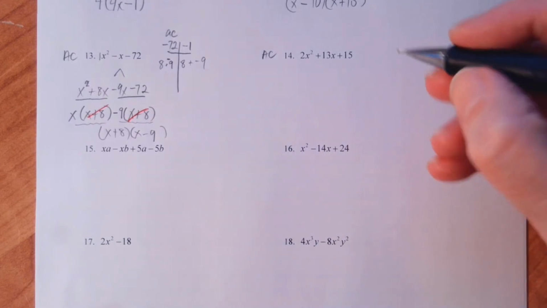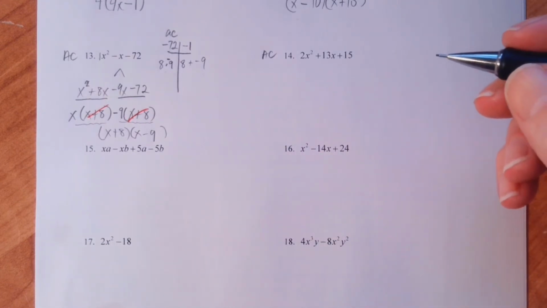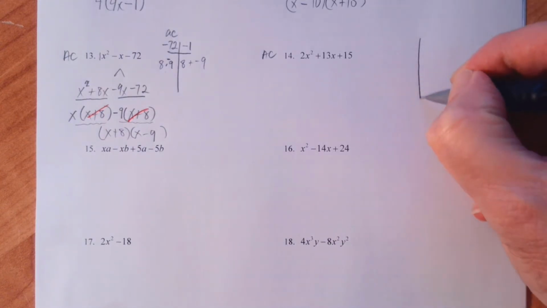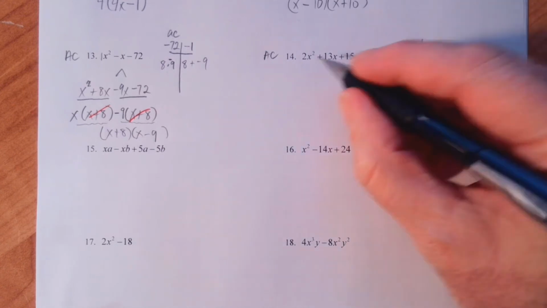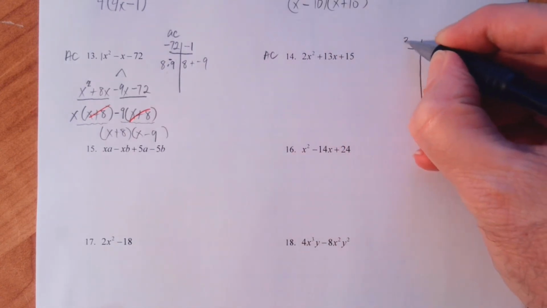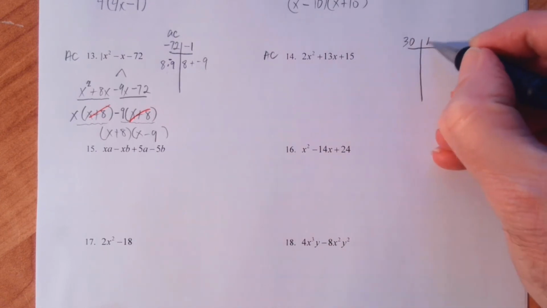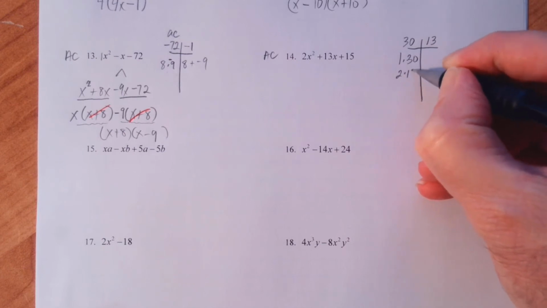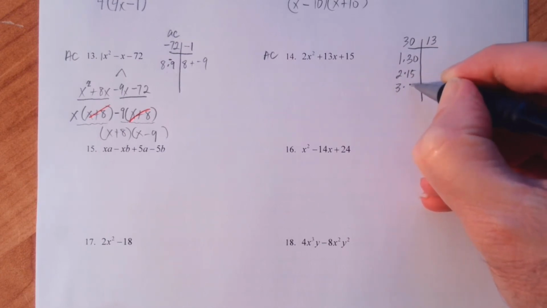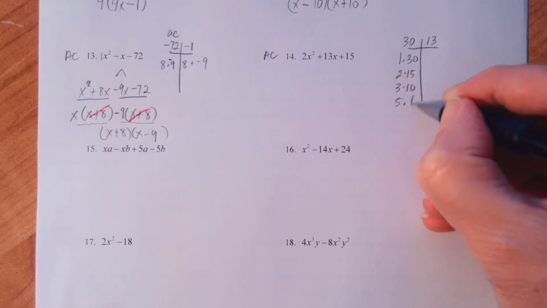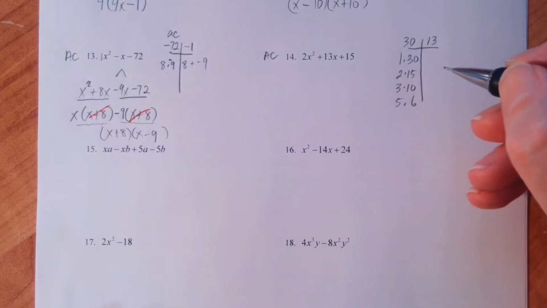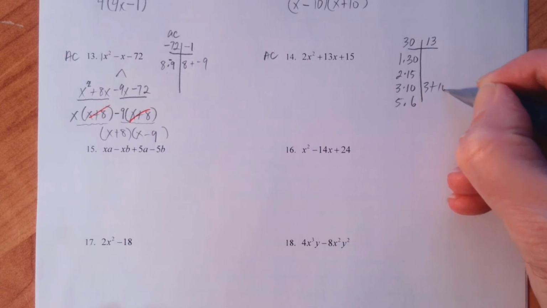All right, so let's see how you did on 14. I would encourage you to try all these before you watch the video. So 2 times 15, that's my AC, that would be 30. And 13 is going to be my B term. So if you wrote out all the factors of 30, there's quite a few here. So 1 and 30, 2 and 15, 3 and 10, and 5 and 6. Now everything's positive here. I just need the pair that adds up to 13. That's the 3 and the 10.